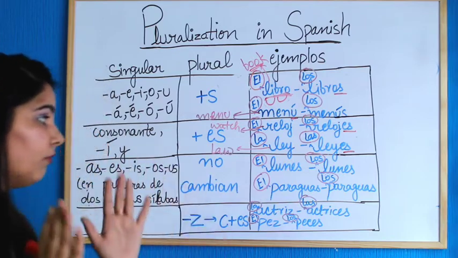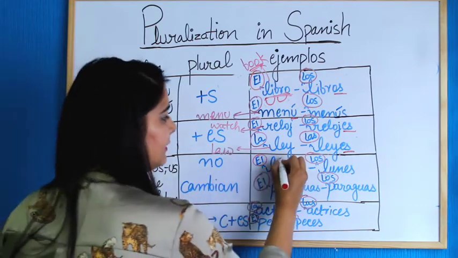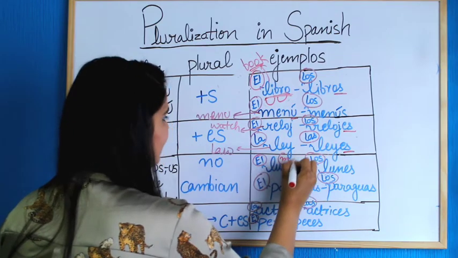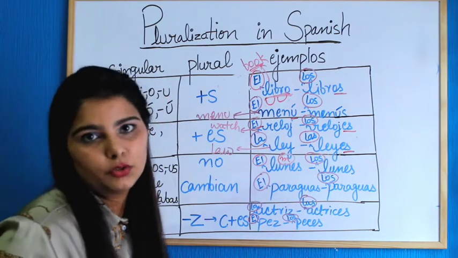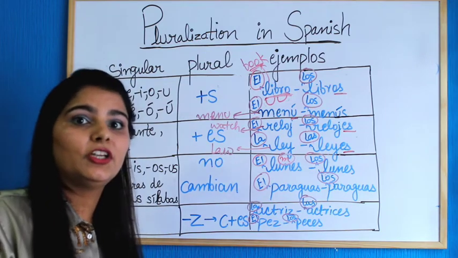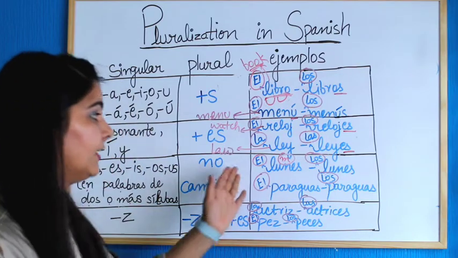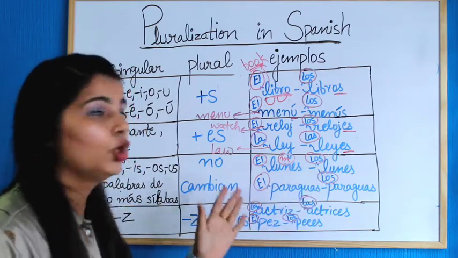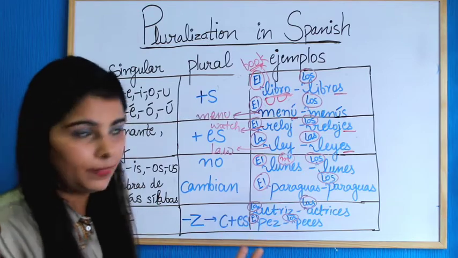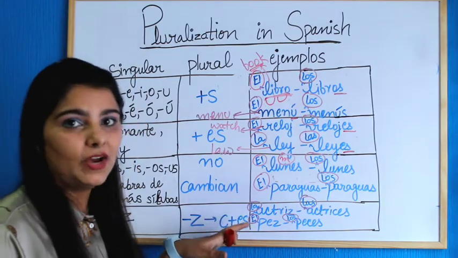Okay? For example, lunes is Monday. Like, M for Monday, day of the week. It's masculine, and I have already told you in the earlier lesson that all the days of the week are always masculine. So el lunes has a plural form which is los lunes. It's just the same. Or paraguas, which is umbrella.